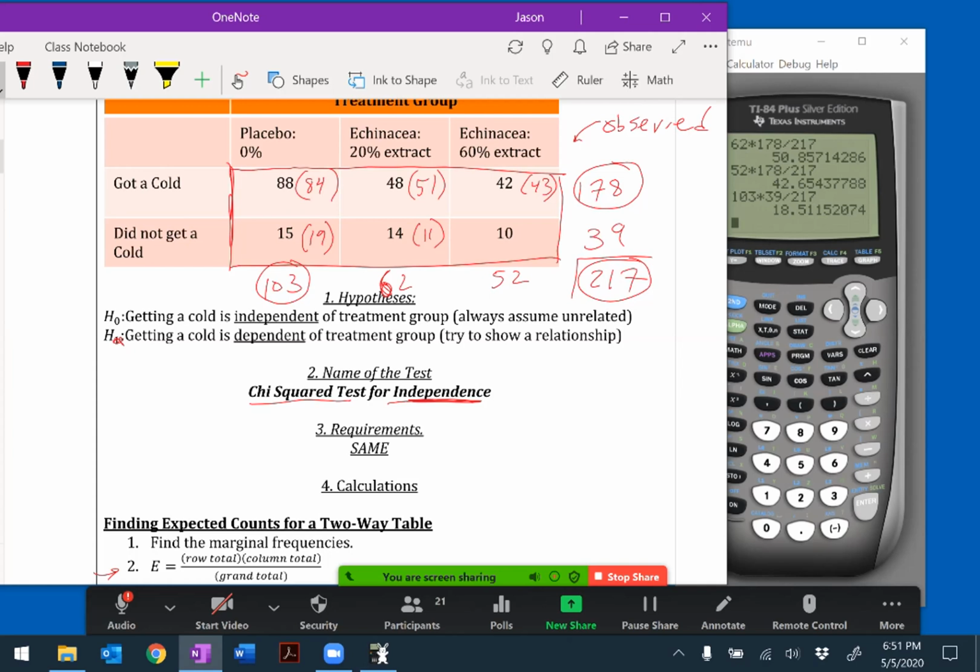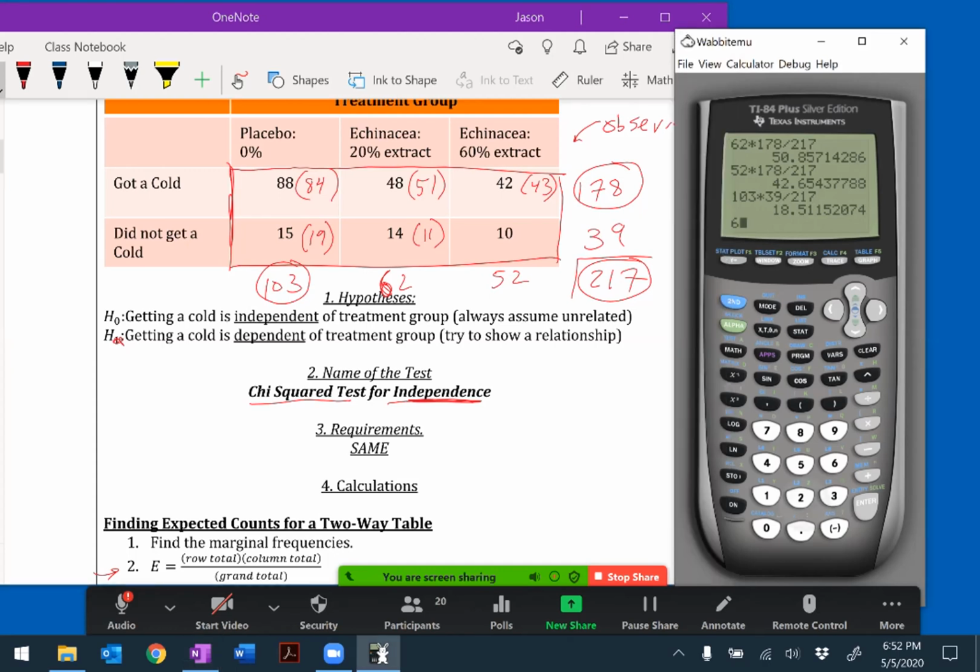Okay, 62 times 39 divided by 217 is 11. And then 52 times 39.